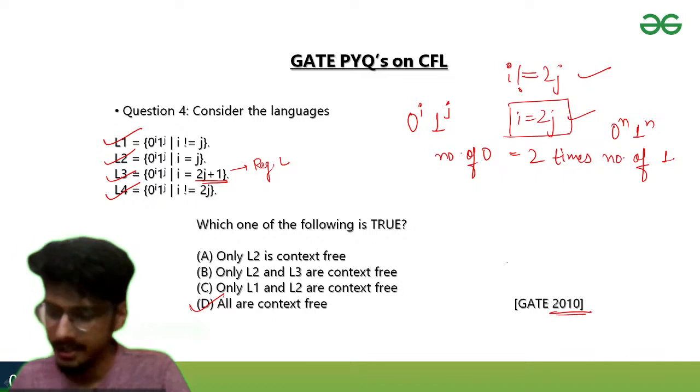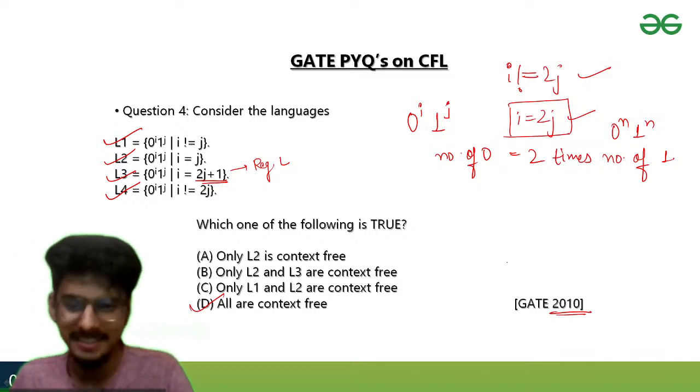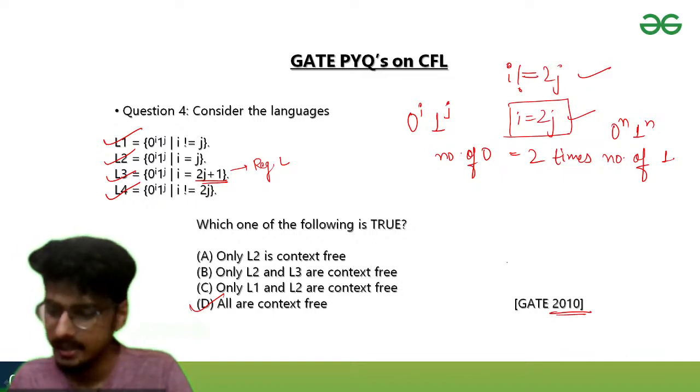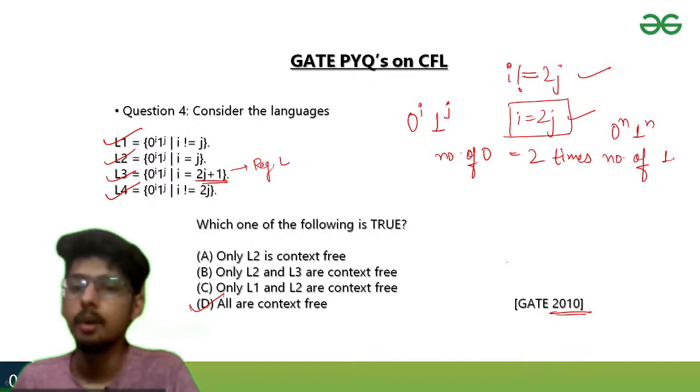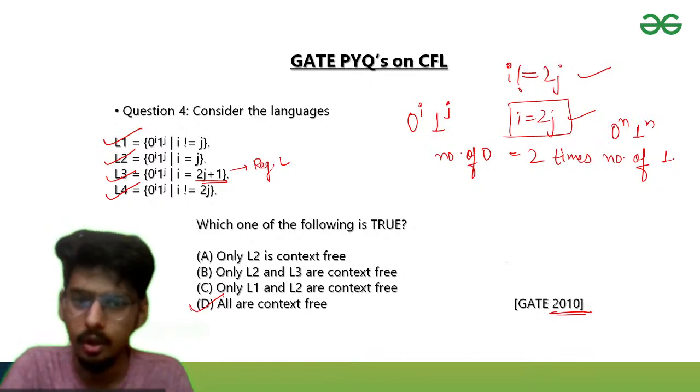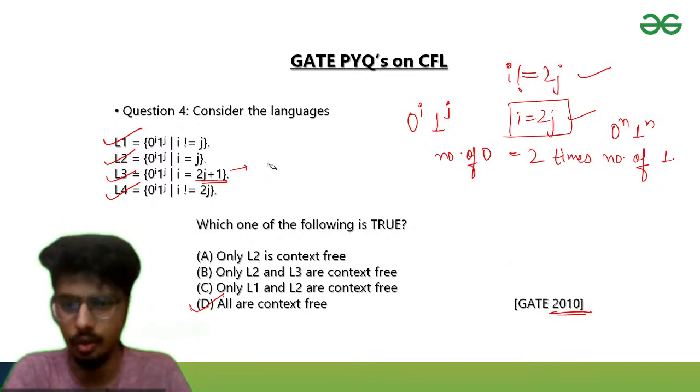Let's move on. Jerry first says C and then he says D. L3 is not regular, it will only be context free. No, it is regular. Why? Because it is following a pattern. You can draw a DFA for it. Okay, let me just draw the DFA itself.